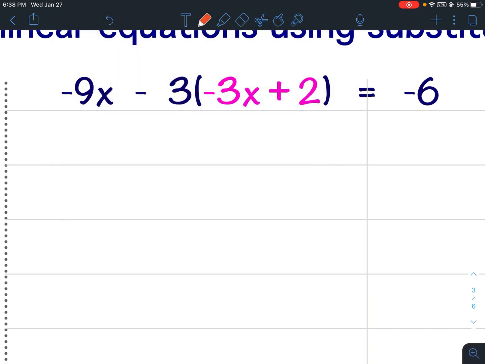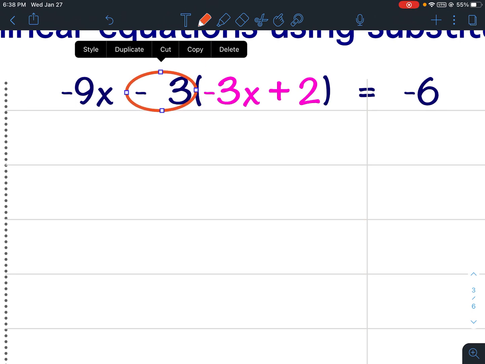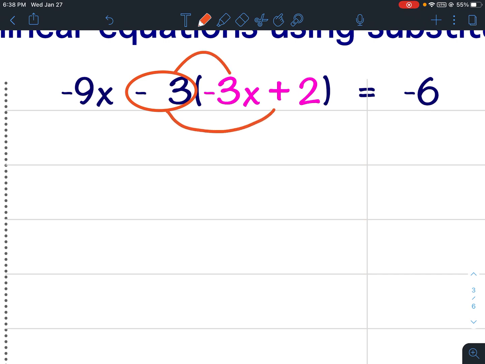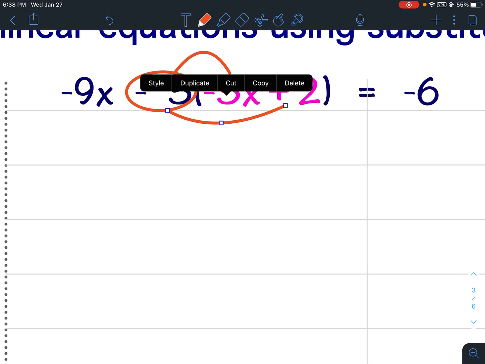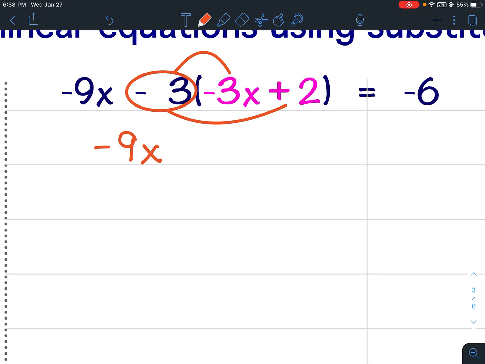All right, let's start with the distributive property. I am going to circle this again because that's a negative there. So I'm going to take negative 3 times negative 3x and negative 3 times 2. All right, so I'm going to bring down that negative 9x. Negative 3 times negative 3x would be positive 9x. Negative 3 times positive 2 is negative 6, and that equals negative 6.